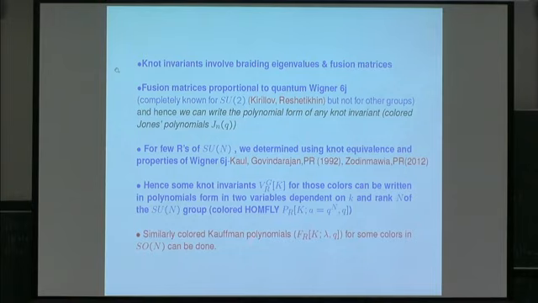Similar story, if you put instead of the gauge group SU(N), I could do it with SO(N). Even there only for some colors we have been able to achieve. So for the fundamental or the defining representation, it will be like Kauffman. For higher dimensional representation, it is like colored Kauffman.